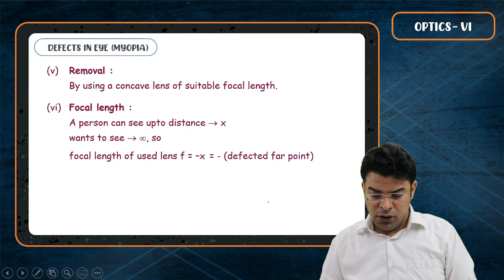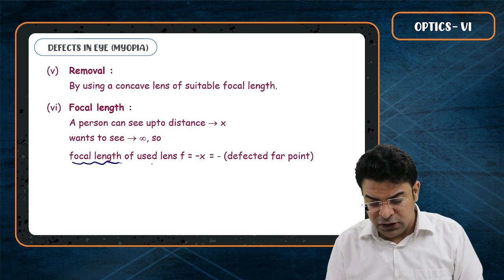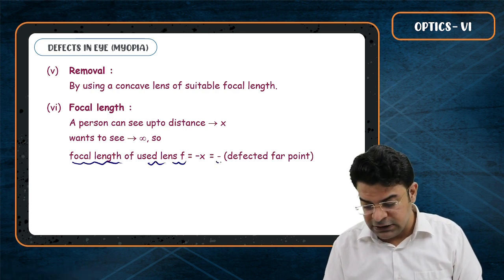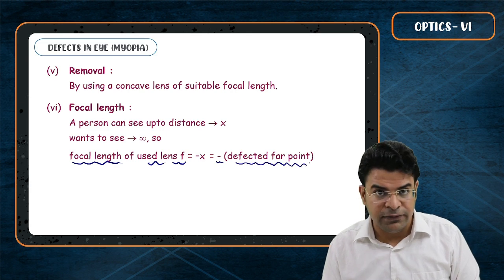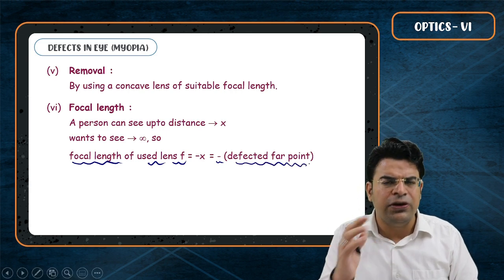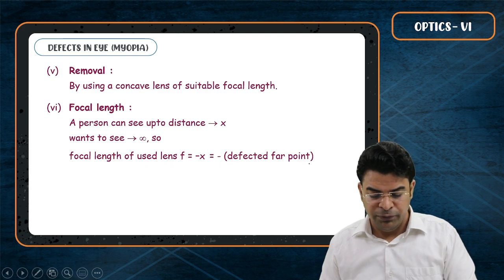Now, remember that the focal length of the lens f is nothing but minus times the defected far point, not the healthy person's far point, that is infinity, the defected far point.